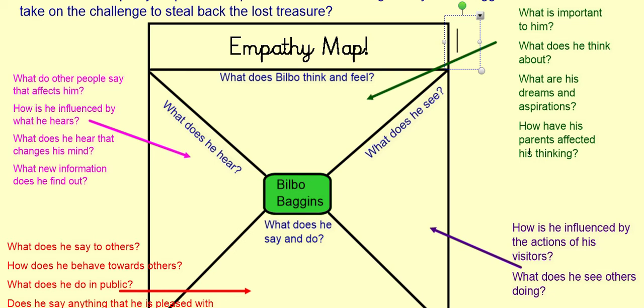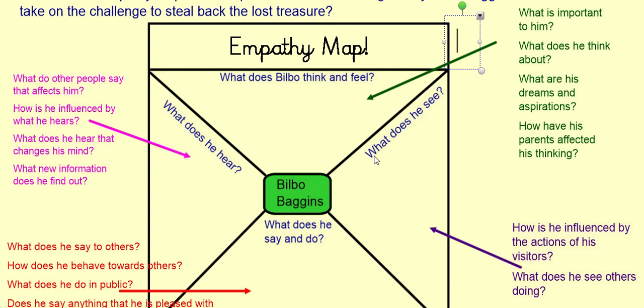So, if I'm thinking about Bilbo as a character, well, what is important to him? We know that he loves food and comfort. We also know that he likes reading, and that actually he's got a vivid imagination. So, on one hand, he might not want to go on adventures because he likes his own home and he likes being comfortable. But on the other, he really has a vivid imagination and he reads far off tales. So that's just two sides of him that might really make him either go to steal the treasure or not go. Also, what does he think about? What are his dreams and aspirations, and how have his parents affected his thinking? So to fill in this first section, think about those 4 questions, and then can we fill in that first section?